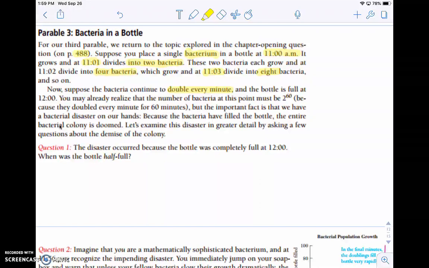I think it'd be most appropriate to end here and start in the next video. But we're going to look and see that a bottle that is a liter in volume is full after 1 hour at 12 p.m., and just play around with some of the questions here and have a good time with some exponential growth. So we'll continue in part 3.